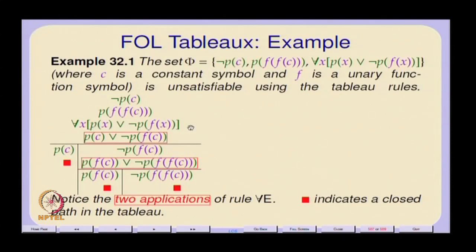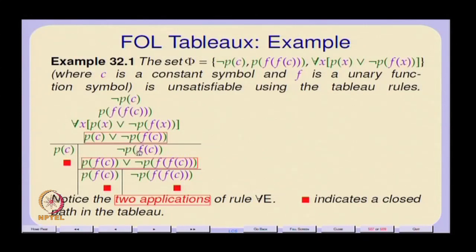I choose to instantiate this universally quantified formula with C for x, and if I choose to do that, then I get P of C or not P of f c. This OR requires a branching rule. So, you assume P of C and you assume not P of f c. But P of C of course contradicts this not P of C on the path, and so this path is closed. That is what this red square is supposed to indicate, that the path is closed. Now you take this not P of f c, this path is open.